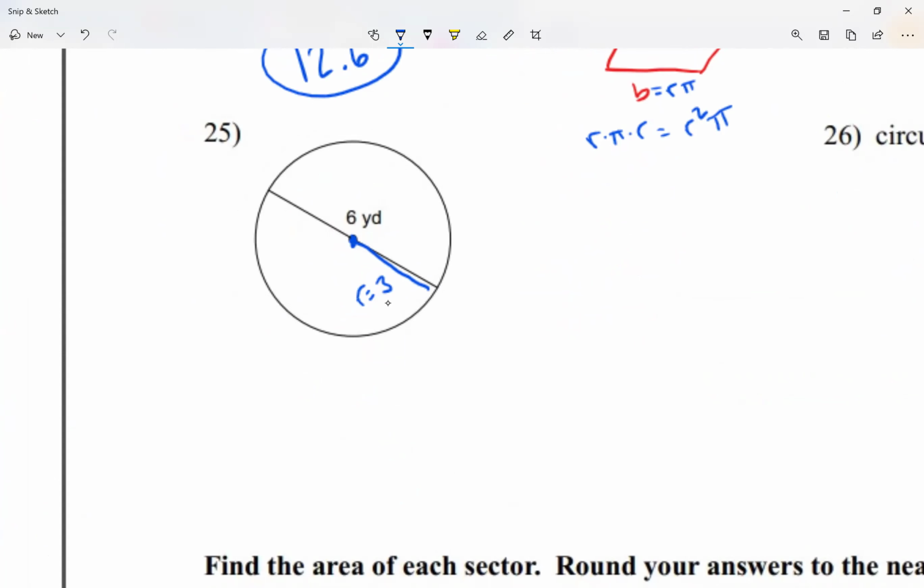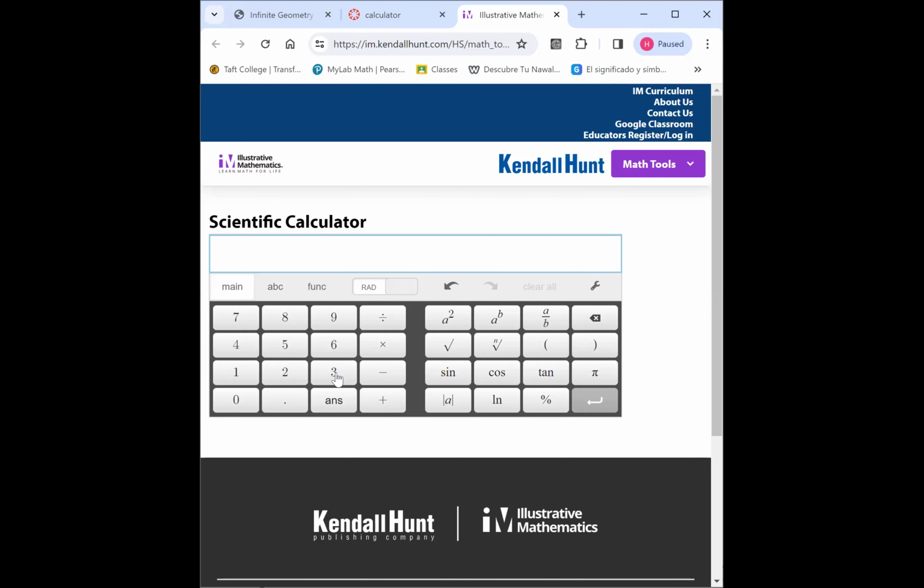Okay, so I know the area is radius squared times pi. So I'm going to go 3 squared times 3.14. Let me clear this out. I'm going to go 3 squared times 3.14. It says 28.26. When I round it, it's 28.3. Beautiful. So 28.3.